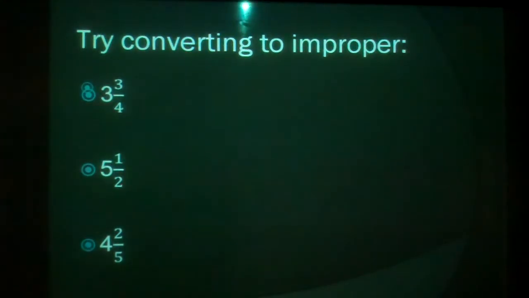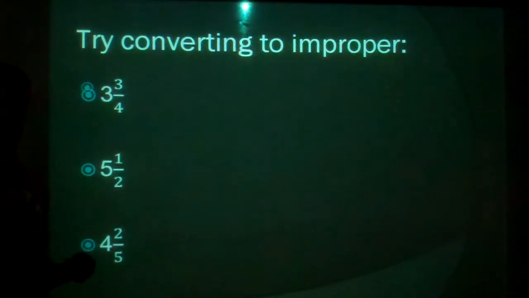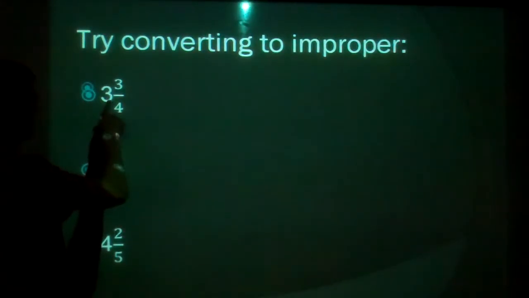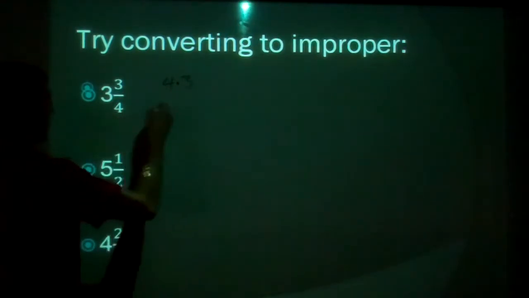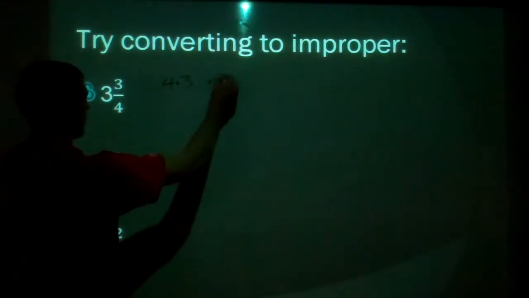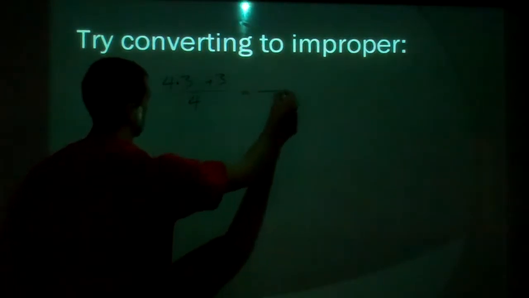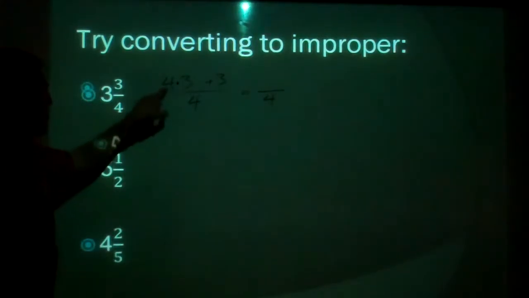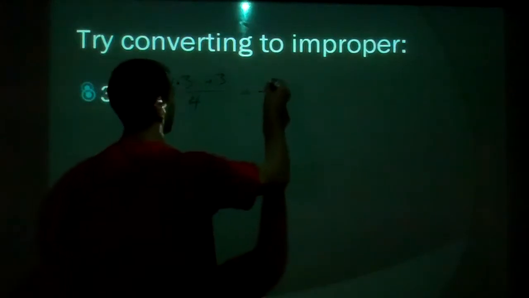Let me check my time here quick. We're doing just fine. So, if we want to convert these mixed numbers to improper fractions, we want to use our shortcut, 4 times 3, plus our numerator, plus 3. And we're going to put all that over 4. So we're going to get something over 4. 4 times 3 is 12, plus 3, 15.